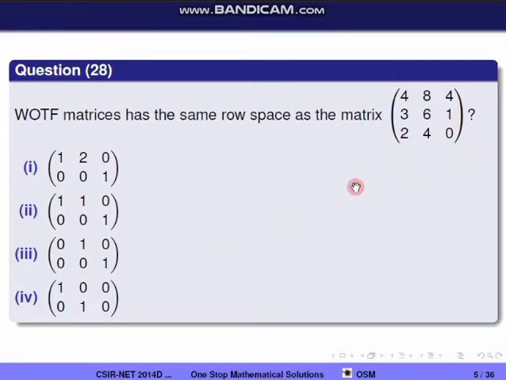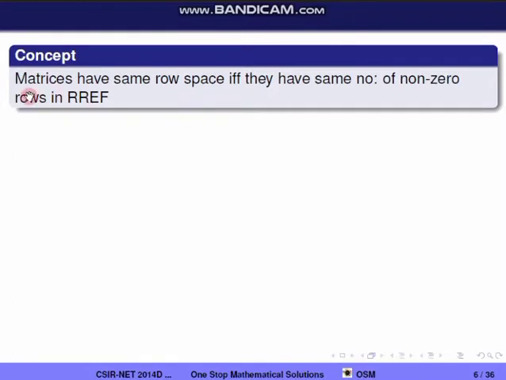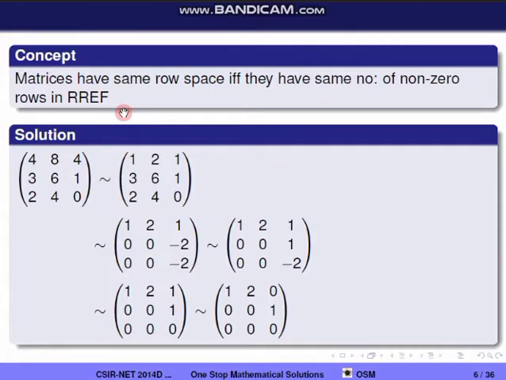We will look into the concept used. Matrices have the same row space if and only if they have the same non-zero rows in the row reduced echelon form. So now we will move on to the question. We are converting the given matrix into row reduced echelon form, and whichever option is similar to the non-zero rows of the row reduced echelon form will be our correct option.